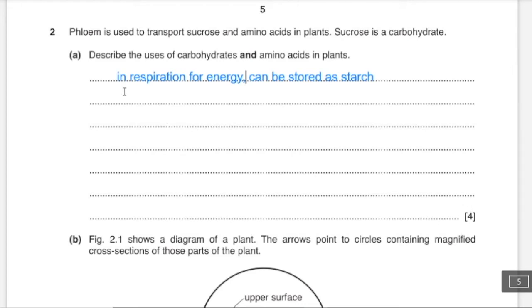So we're going to be distributing the marks equally between the two groups. So amino acids, we need amino acids to make proteins, and those proteins can be used in many functions of the plant, like being used as enzymes or for growth. So making proteins.